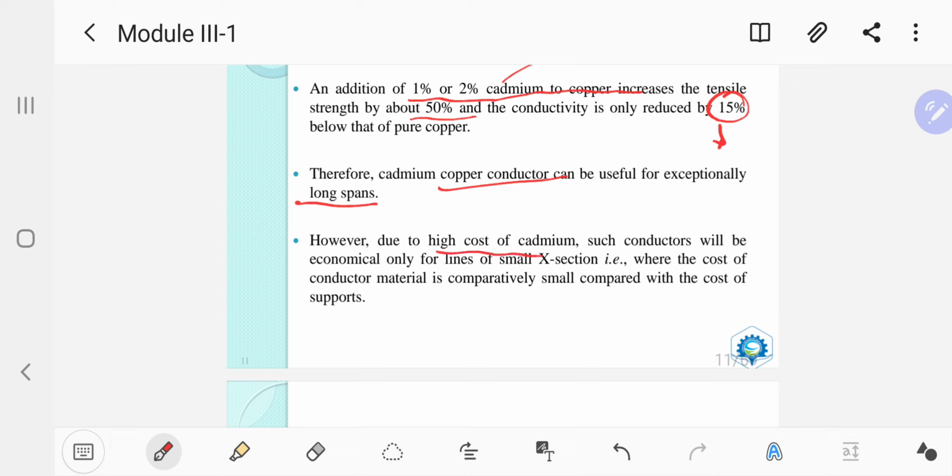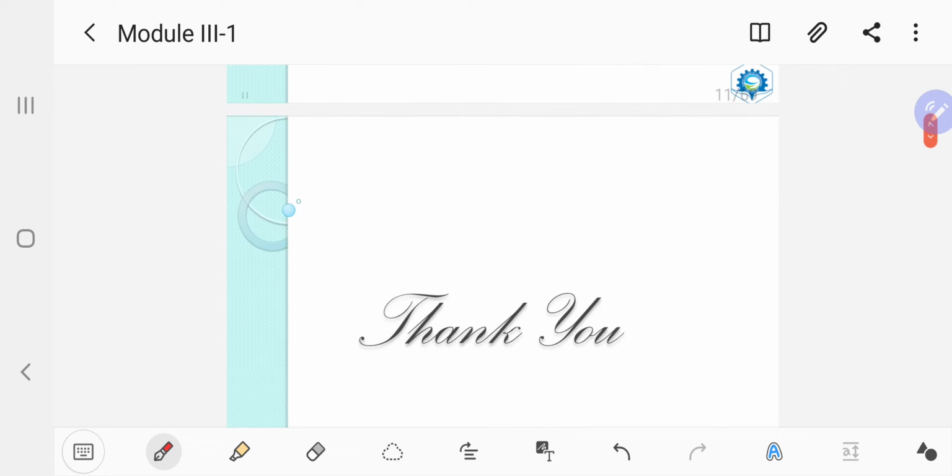However, due to the high cost of cadmium, such conductors will be economical only for small cross-sectional areas where the cost of the conductor material is comparatively small compared to the cost of the supports. So in cases where the conductor cost is small compared with the support cost, we can go for this method, that is the cadmium copper method. Hope you all understood.